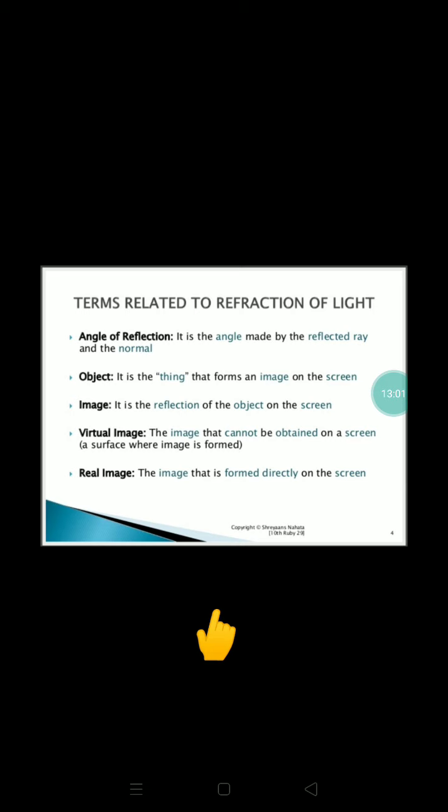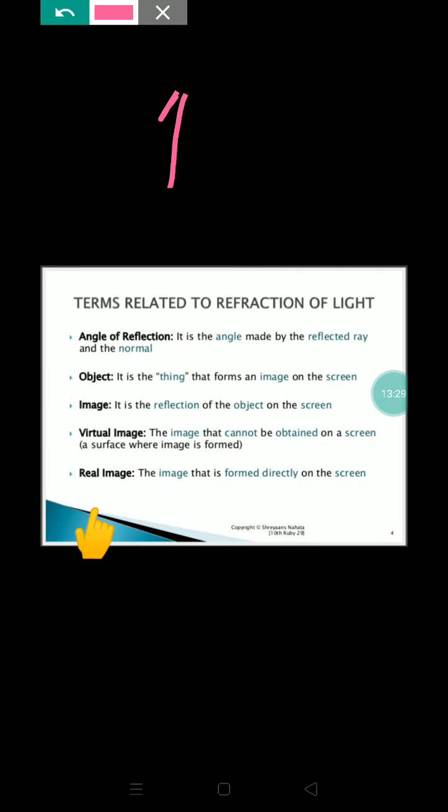Now we have to study two more terms: virtual image and real image. So what is a virtual image? A virtual image is an image which cannot be obtained on a screen. Such images are called virtual images. Virtual images are always erect. Erect means if this is your object, you will get an image like this. This image is called an erect image.